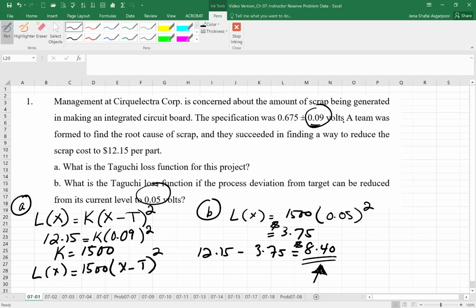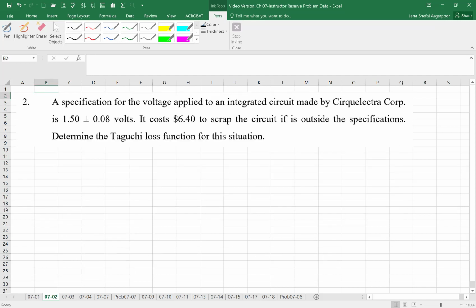All right, so the next problem is very similar. It says a specification for the voltage applied to an integrated circuit made by Circulectra Corporation is 1.5 plus or minus 0.08 volts. It costs $6.40 to scrap the circuit if it's outside of the specifications. So determine the Taguchi loss function for this situation.